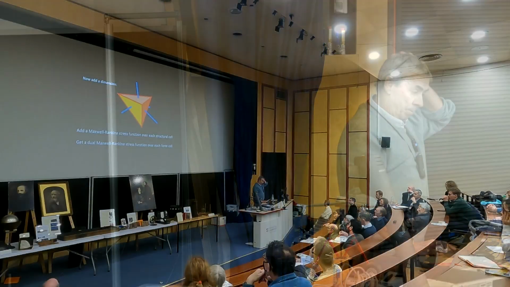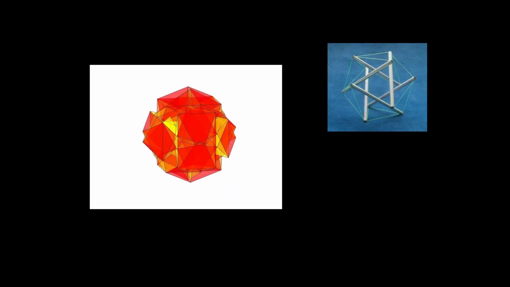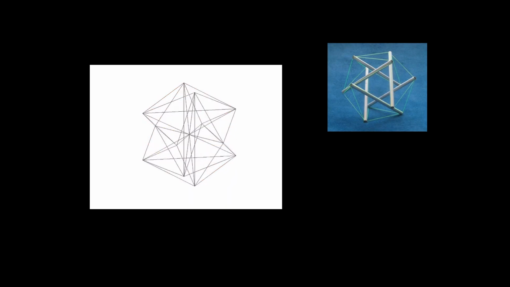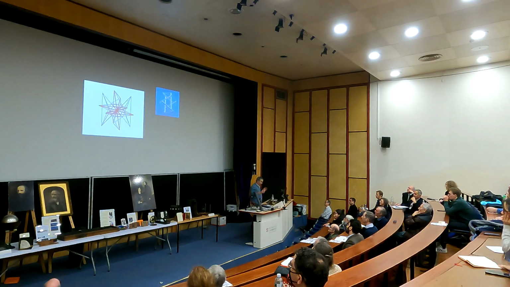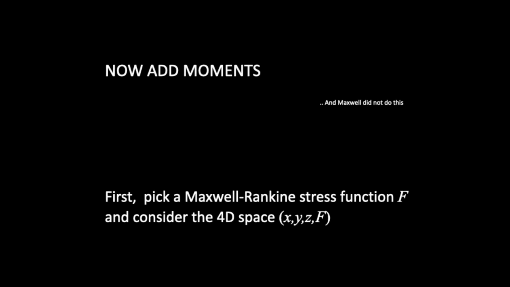And now we can define a stress function over each of those polyhedra. We can stick all the polyhedra together to make a polytope. And we end up with a 4D. We start to do these sort of things. So this is the Rankine version of this. This is all still actual tension. We've not put the moments in yet, but we can do the moments. So now let's add the moments in to get a complete theory.